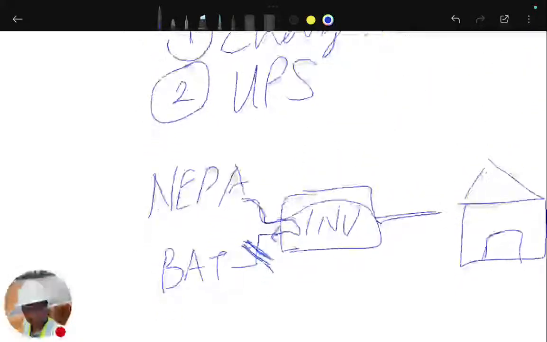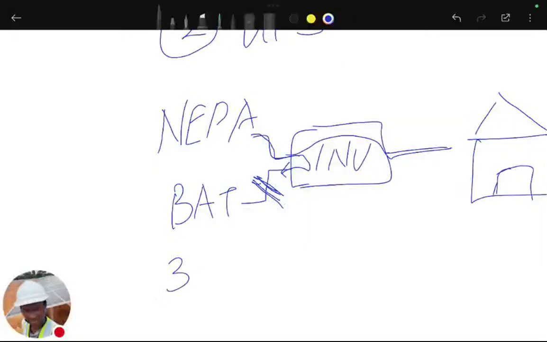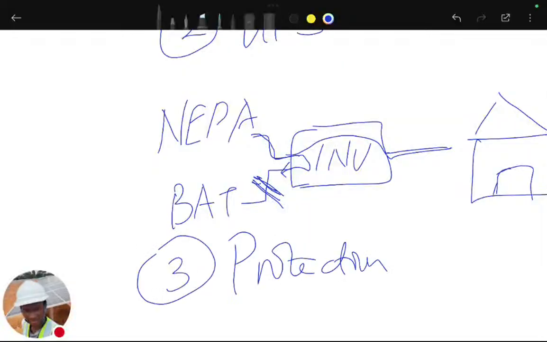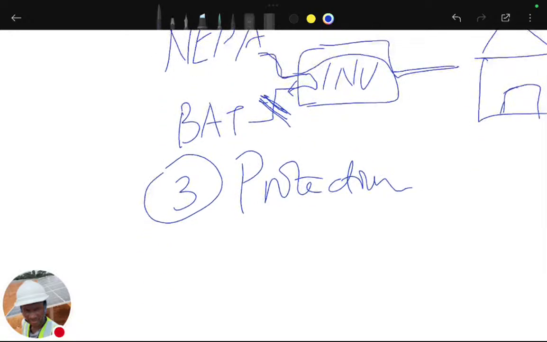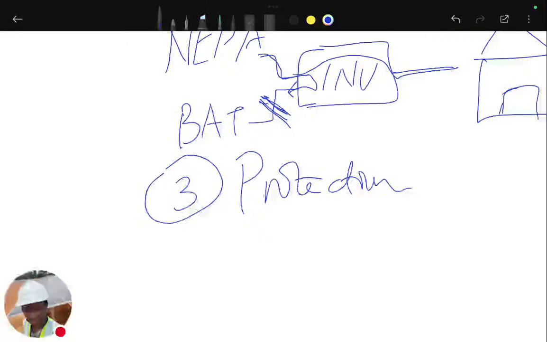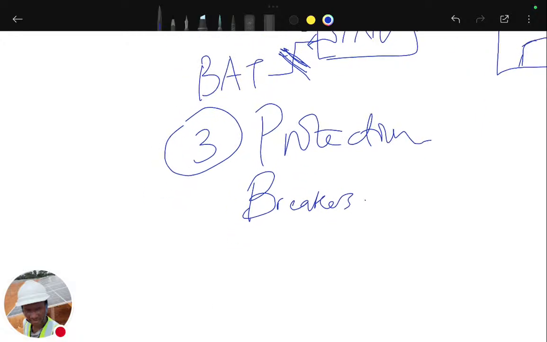So what else is great about pure sine wave inverters? Another thing I love about them is the protection. They have a lot of protective stuff in them. The older models didn't have it. That's why people hated solar back then. But the newer ones do. For example, they have breakers in them. Mostly breakers.